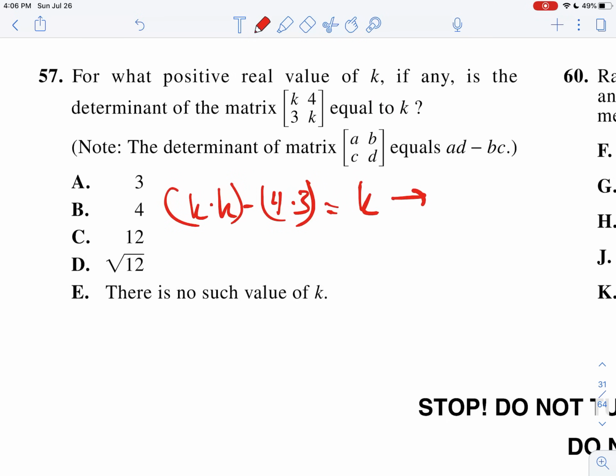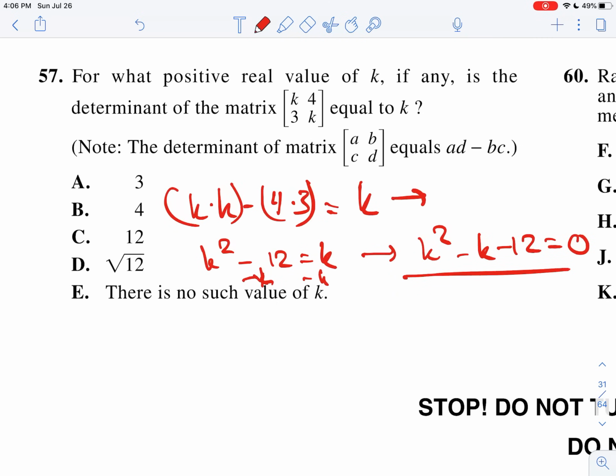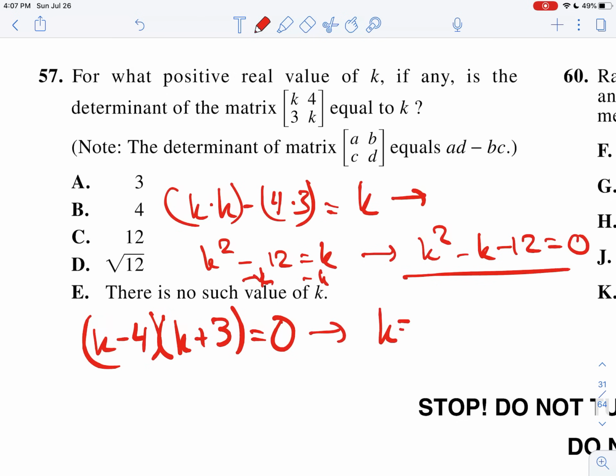Let's simplify this. K squared minus 12 equals k. You know where this is going. This is a quadratic. K squared, subtract k on both sides, get everything on one side: k squared minus k minus 12 equals 0. You just have to solve this. You can factor it, that's what I would do. You can use the quadratic formula, or you could graph it too. You basically factor it to k minus 4, k plus 3 equals 0. So k equals 4, k equals negative 3.